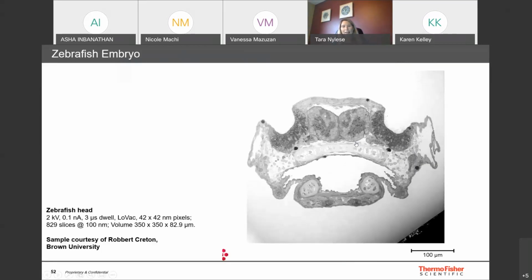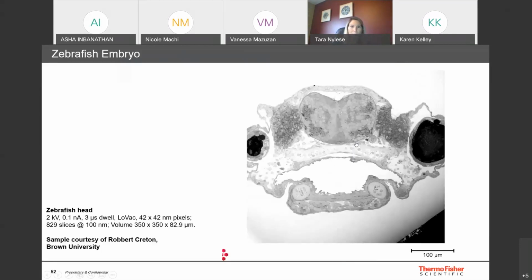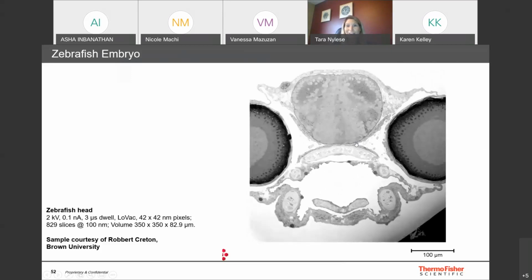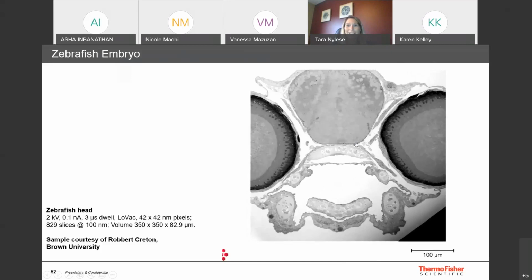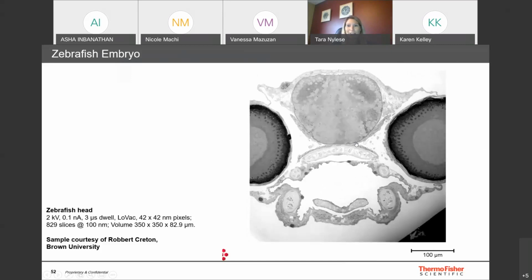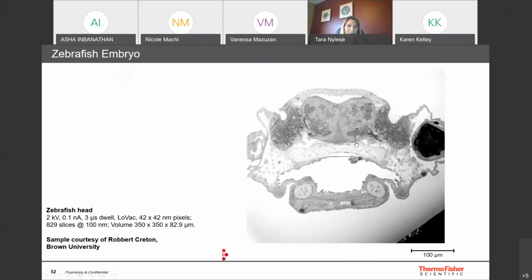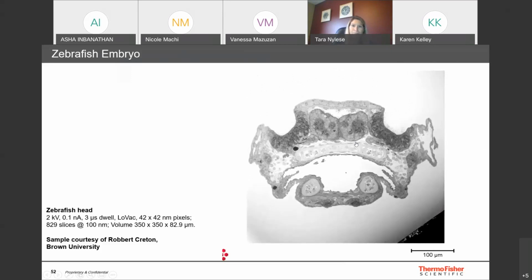And then coming back out to a last example where we're looking at a zebrafish embryo, we can actually see the entire head. And so this gives you an idea of the scale and the context. As we slice through, we could see the embryo, the eyes, and then the other features in the head.